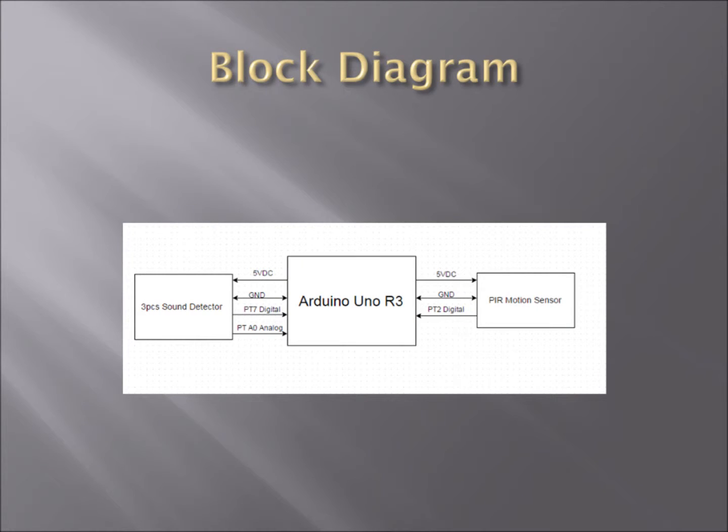As you can see on the block diagram, the Arduino R3 is connected to a sound detector and a PIR motion sensor. Both the motion sensor and the sound detector are connected to 5 volts DC and ground. The sound detector is connected to port 7 digital and port A0 analog, while the PIR motion sensor is connected to port 2 digital.